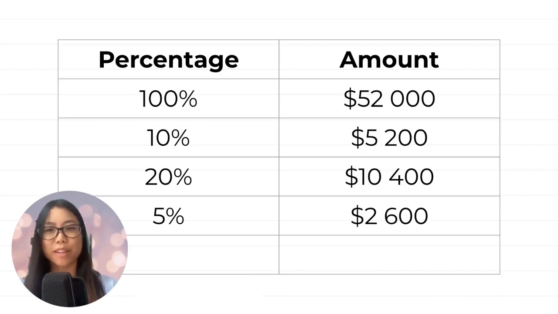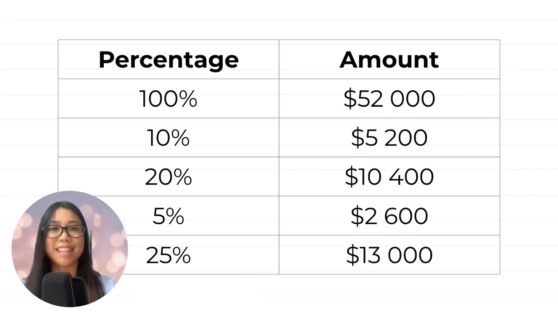Okay, another challenge one. 25%. Add the amounts that we got for 20% and 5%. We get 13,000.